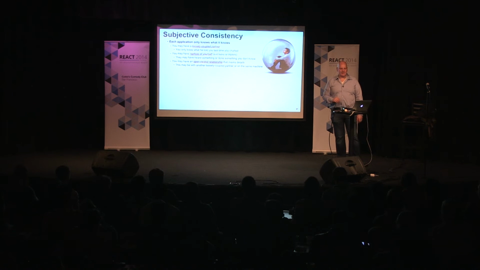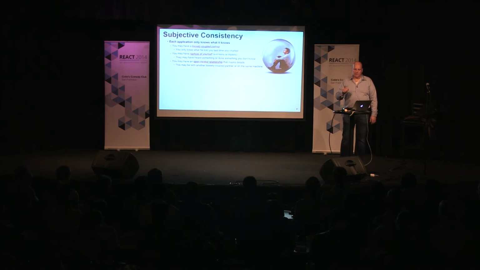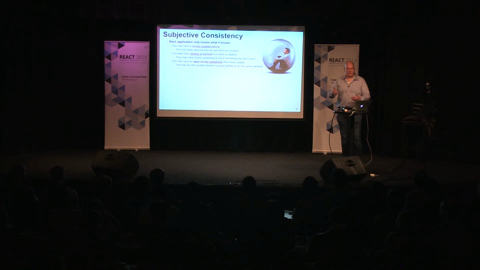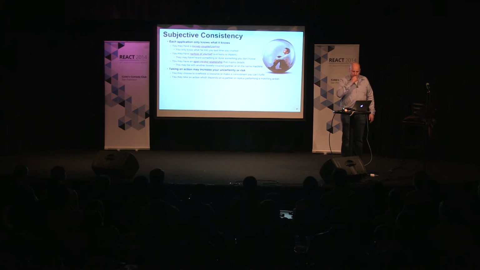Subjective consistency. Each application only knows what it knows. You can have a loosely coupled partner, but you only know what he told you last time you chatted. You can have a replicated self, evil twins or triplets. You may have heard something and done something they may have that you don't know. You can have an open-nested relationship that masks details, maybe another loosely coupled partner, maybe inside of your own belly like the bee tree is, right? Or the same on the same machine.